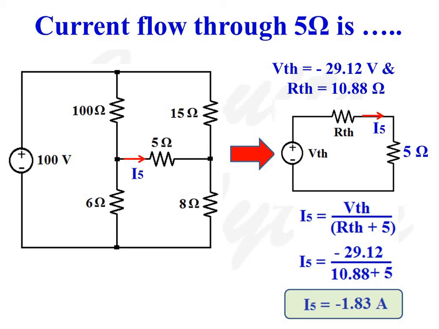So current flow through 5 ohms resistance can be written as I5 is equal to VTH divided by RTH plus 5. So I5 is equal to minus 29.12 divided by 10.88 plus 5. So I5 is equal to minus 1.83 ampere. So current flow through 5 ohms resistance is minus 1.83 ampere.